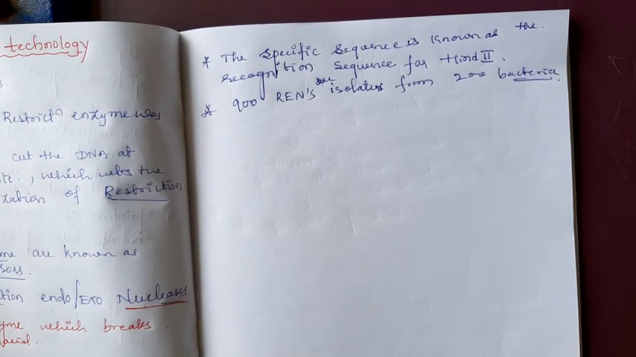Okay, I think all of you are getting this one. This is all about restriction enzymes discussion. Restriction enzymes are the enzymes which are used for cutting the DNA or digestion of the DNA. There are two types, endonuclease and exonuclease. Endo means it cuts the DNA in the middle, exonuclease means it cuts the DNA at the end point.